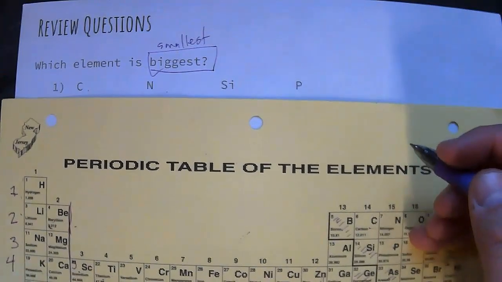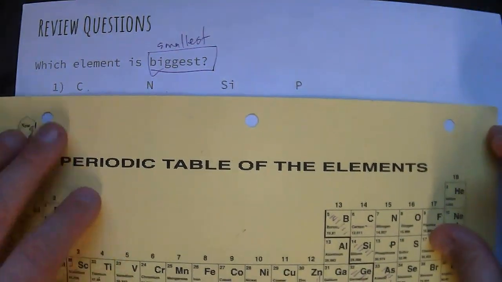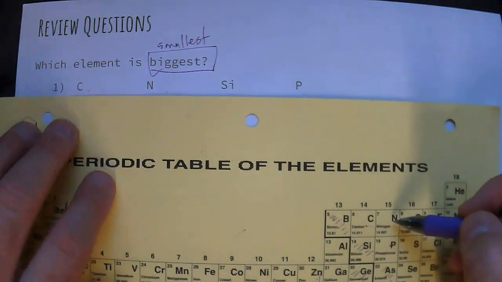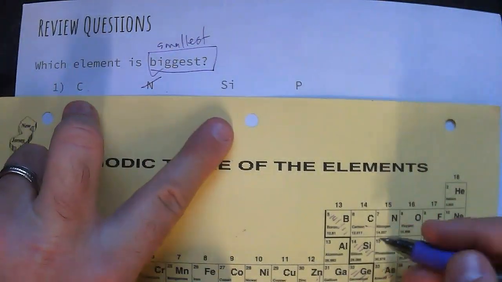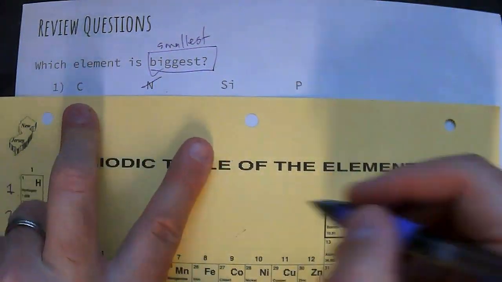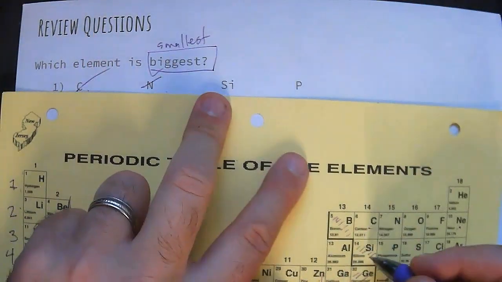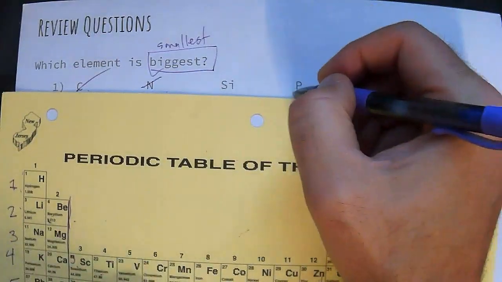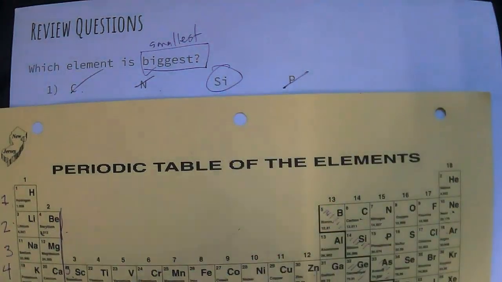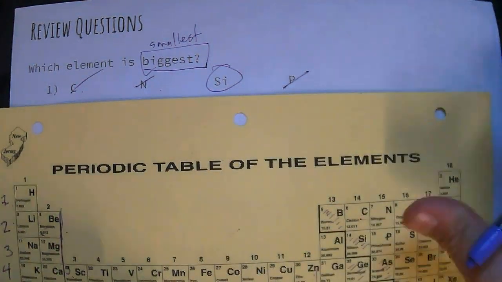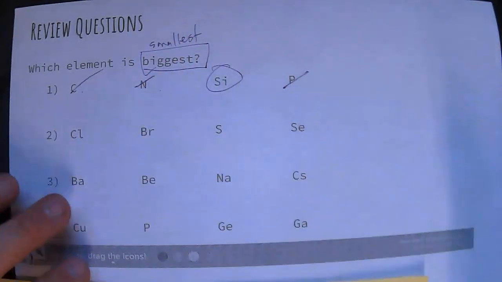The other way that I like to do this is I'll go C versus N. Which one's bigger? C. So N can't be it. C versus Si. Which one's bigger? Si. Si versus P. Which one's bigger? Si. So that way you've compared all of them and you know that Si has to be the right choice.